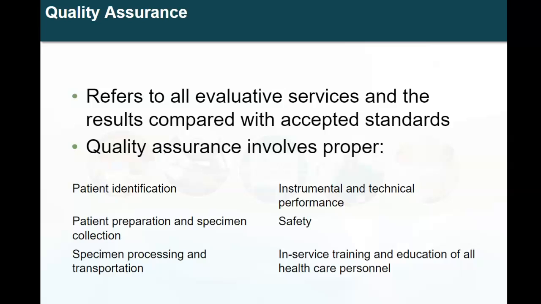Quality assurance involves proper patient identification. Why do we need to know who our patient is? Why is that important? Correct. We want to make sure it's the right patient. Patient preparation and specimen collection. Part of the preparation part is what? Getting consent, right? We need to get consent. That is really important.